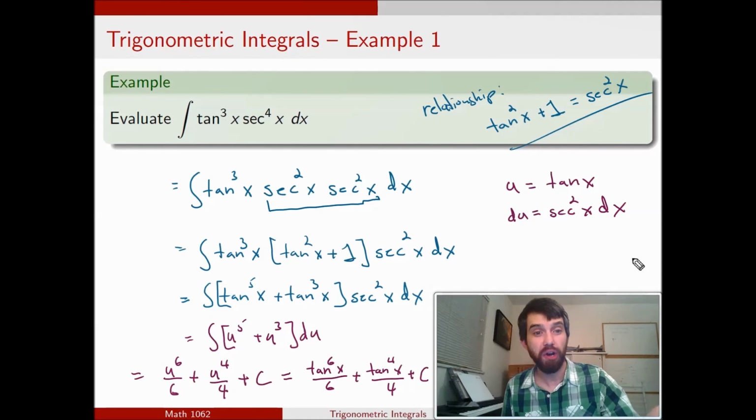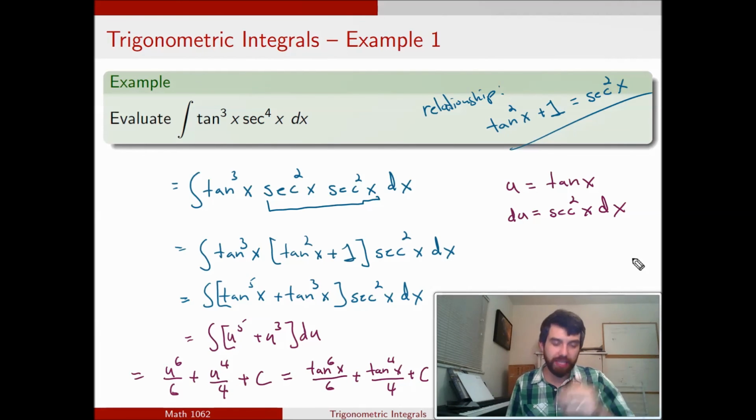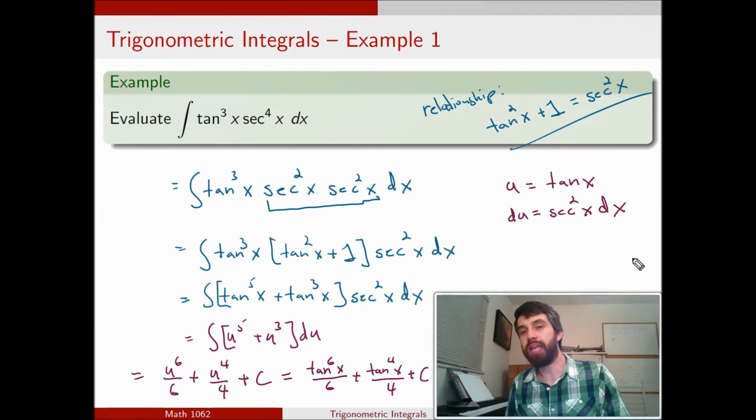So the final point that I'll note about these trigonometric integrals is that often the path forward is not completely obvious. Often it requires a little bit of experimentation or perhaps some clever guessing. So in this case, we guessed that it was going to be the tan squared plus 1 equals sec squared relationship, because there's a whole bunch of tangents and secants inside of it. So that was a reasonable guess.